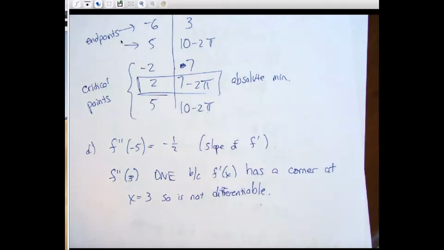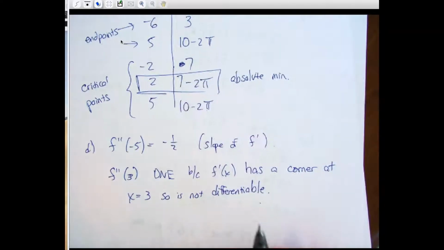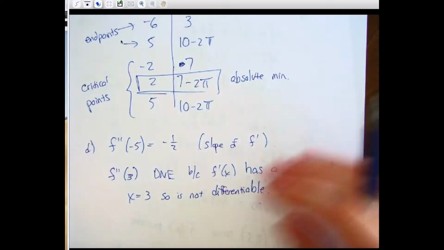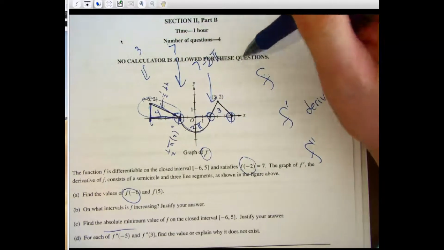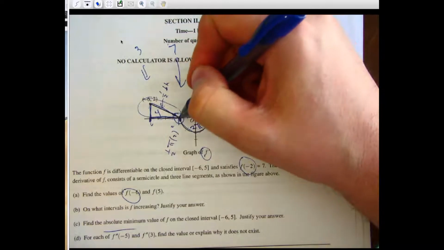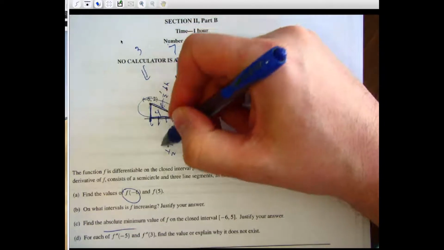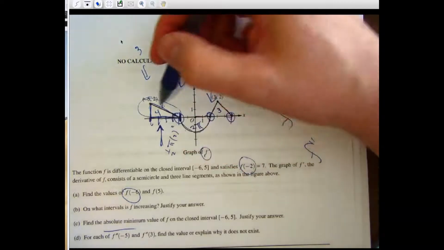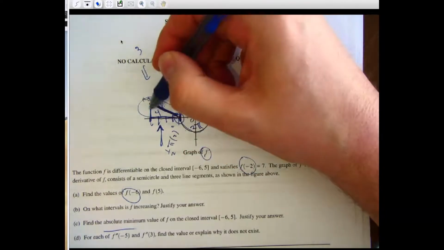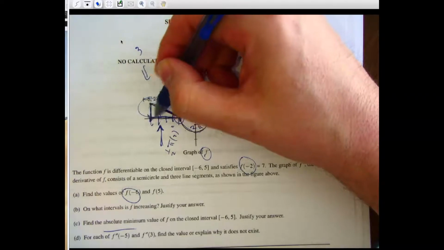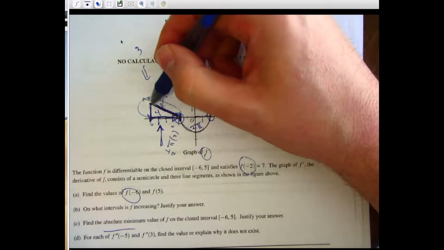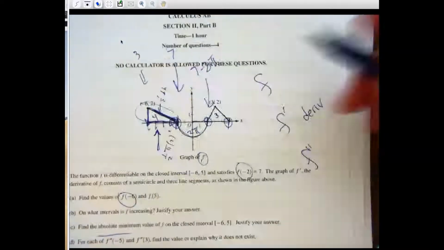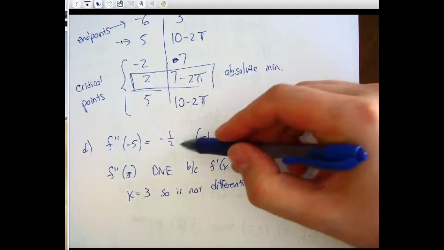Then part D, find the second derivative at -5 and 3, or tell me why it doesn't exist. So the graph we're looking at is f prime. So f double prime is the derivative of this graph, which is the slope of this graph. So -5, -2, -3, -4, -5 is right here. I know I've destroyed my graph by now, but you want the slope of this little piece, and this little piece goes down to over 4. So we go down to over 4, so our slope comes out to -0.5.